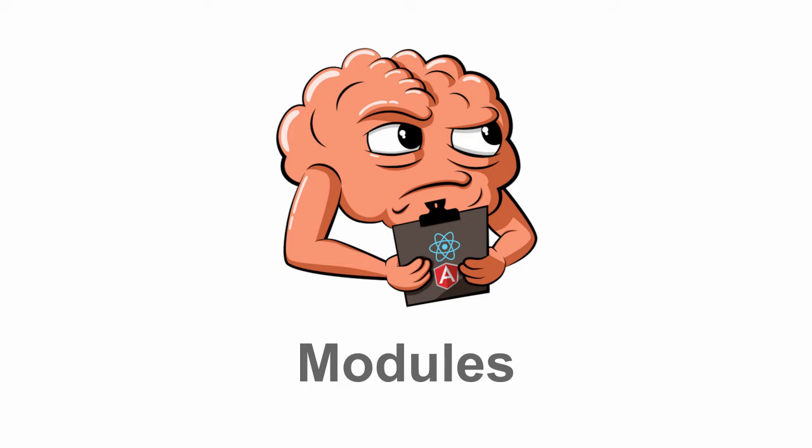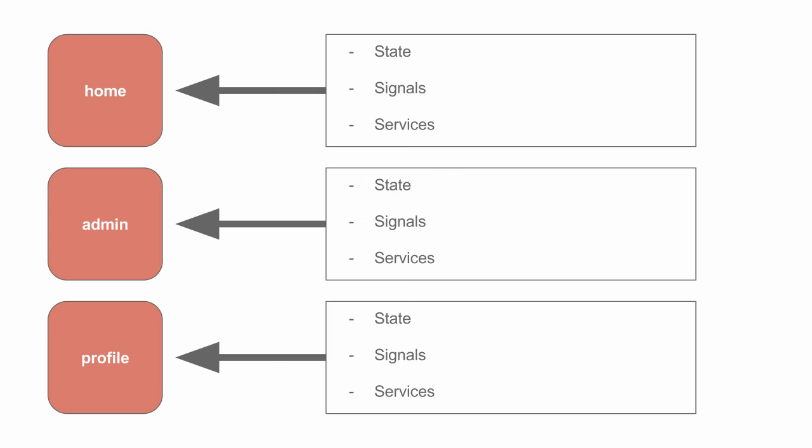Modules are the top-level building blocks of your application. Modules allow you to separate concerns without isolating each module's logic completely from the other parts of your application. When you think about modules, you do not have to think about the user interface at all, really. You focus on state, signals, and services.